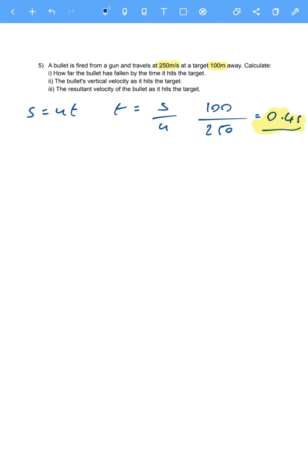So how far has it fallen? Well, if we know the bullet is falling for 0.4 seconds, then we can calculate how much distance that is. So let's try to solve that again. So SUVAT, but this time we're going to take down as positive. So S is what we're looking for. The initial speed vertically is 0 meters per second. It's moving horizontally but not vertically.